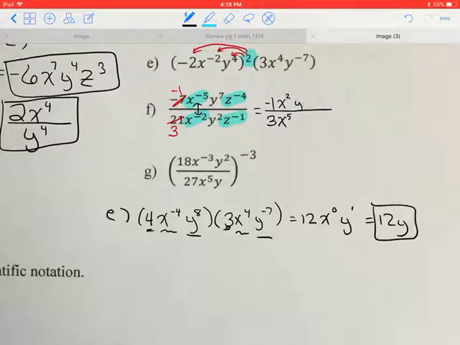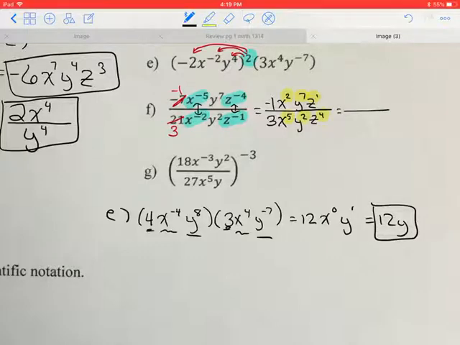My y's have positive exponents, so I leave them exactly where they are. My z's both have negative exponents, so they're going to switch places. I get z to the 1st over z to the 4th. So now we're back to a little bit of what we had in the previous problem. I'm looking at my exponents for x, y, and z. I can use my subtraction property.